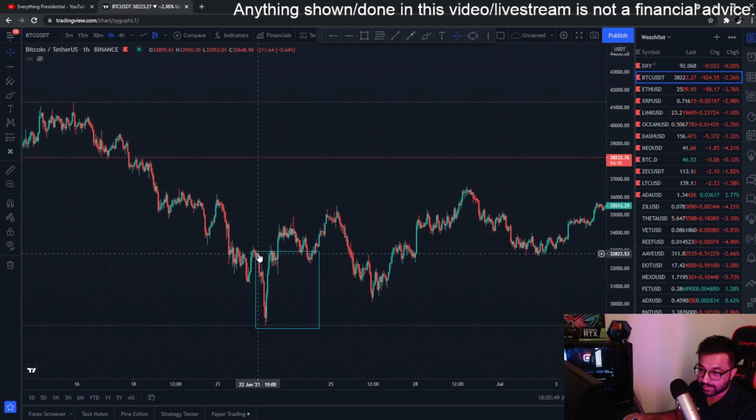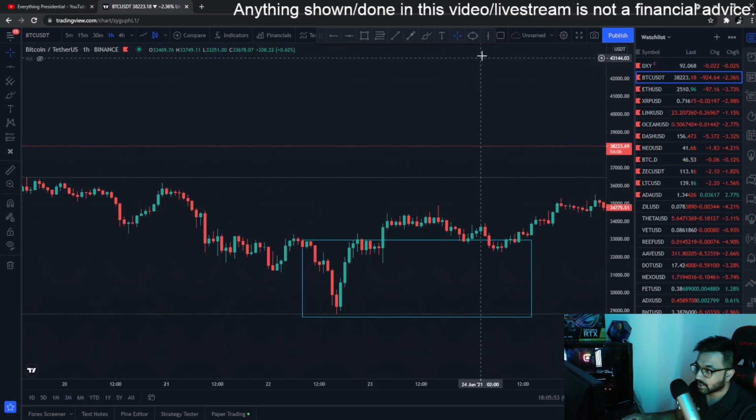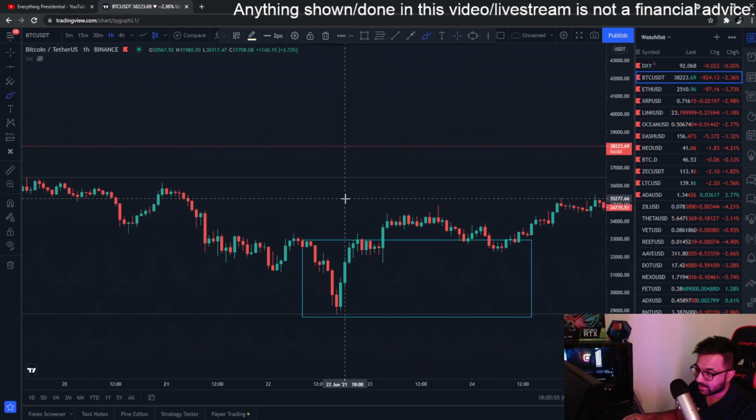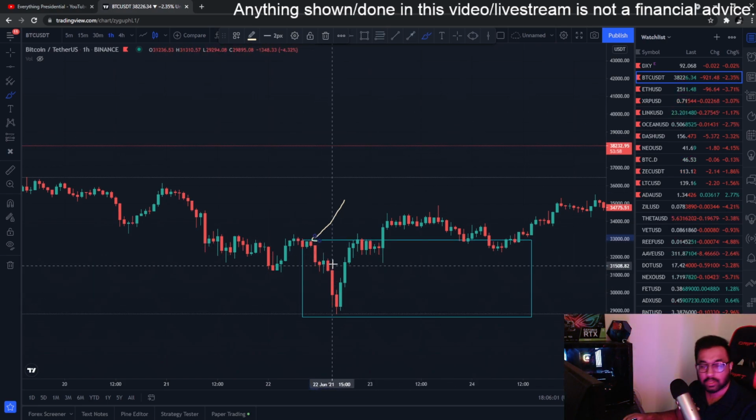So it started at these red candles. Let me zoom in. It started at this red candle right here. This teeny tiny little candle. You can see selling pressure, selling pressure. Only one green candle, right? Selling pressure, selling pressure. This is where it started. We are going to wait for the market to come back.